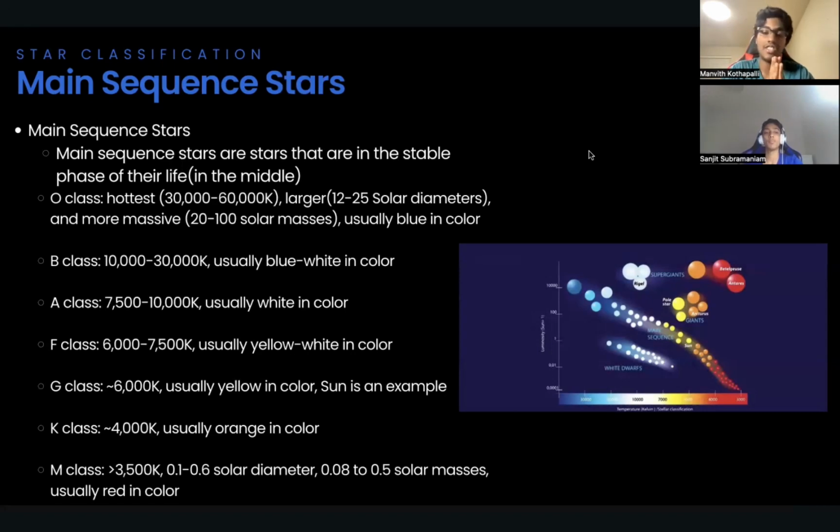And then comes orange K-class stars. These stars have temperatures around 4,000 Kelvin, and they are cooler than the sun and smaller in size. And so examples of this could be an orange dwarf star.